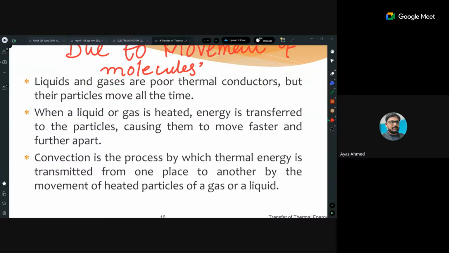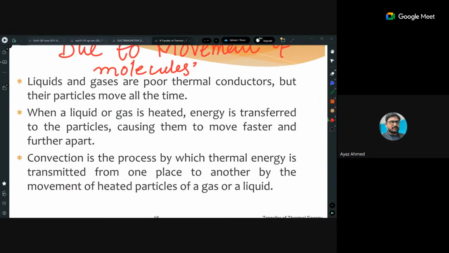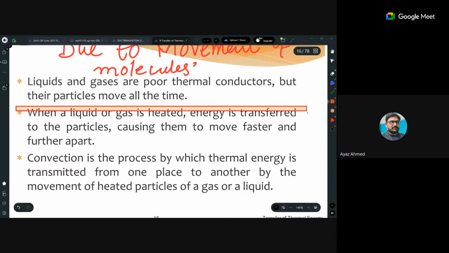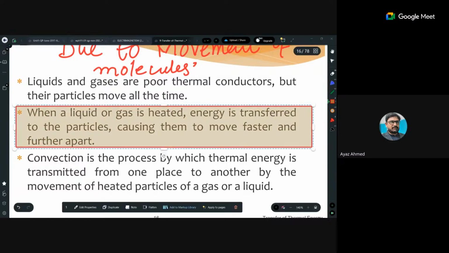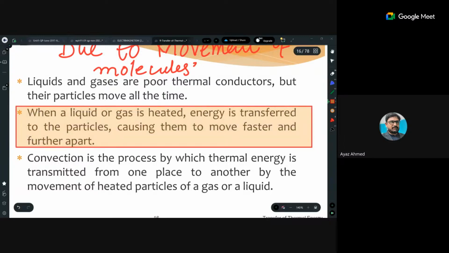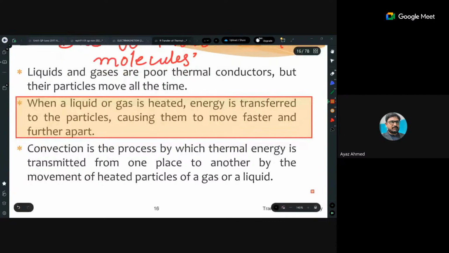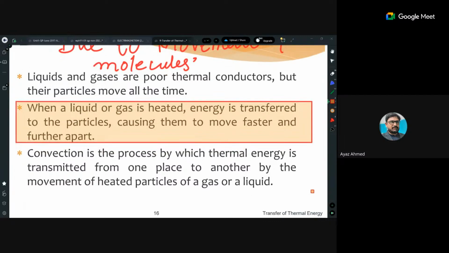And secondly, when the liquid or the gases are heated, the energy is transferred to the particles, causing them to move faster and further apart. This is the main reason for convection: when energy is transferred to the fluid molecules, it is easy to move them apart from one point to another, or easy to separate them out. That's why it is easy to move them faster by providing heat. So convection, when they are heated, they move further apart, first point.